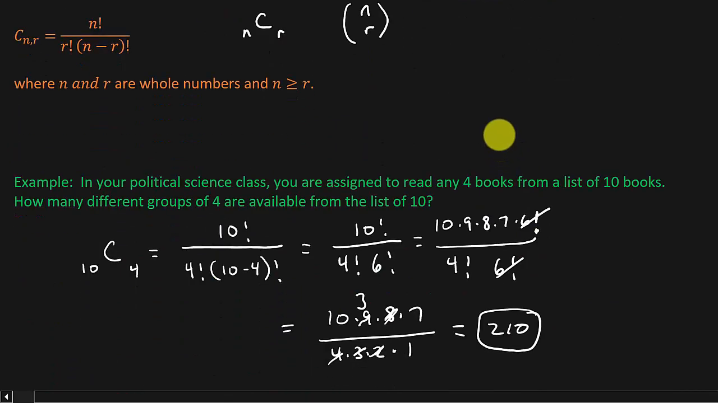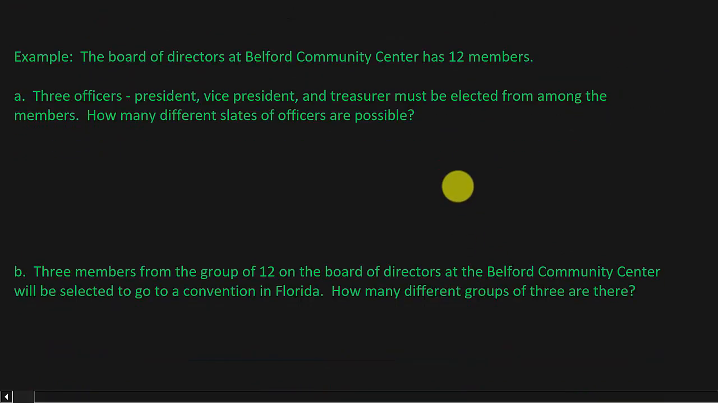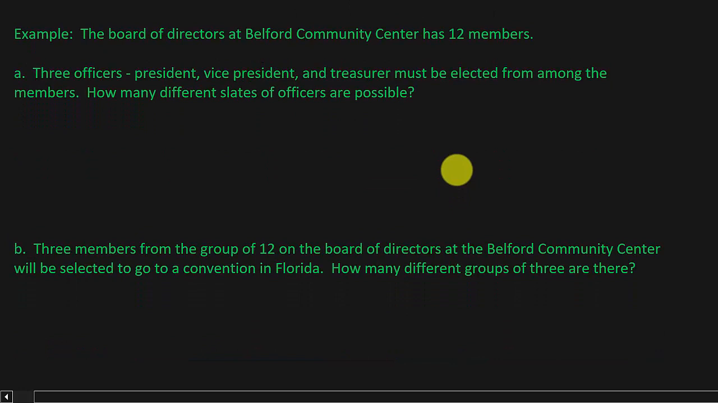All right, now let's look at these last, I think, yeah, we got 2 more examples. All right, so these are combination and permutation. We don't know which one's which. See if you can decide which one's which. Okay, as I read the problem, it says the board of directors at Belford Community Center has 12 members, 3 officers, president, vice president, and treasurer must be elected from among the members. How many different slates of officers are possible? So is that a combination or permutation?